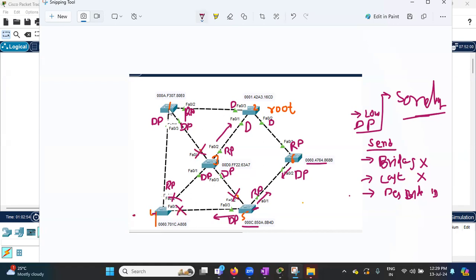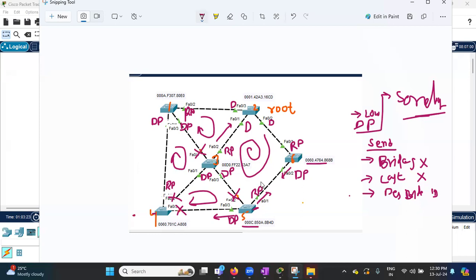So you can check any way. For example, this one: a loop is not happening because this port is blocking. Same for this one, and this one. Every scenario you can think of will not create any loop on the network, because somewhere you will find the blocking port.